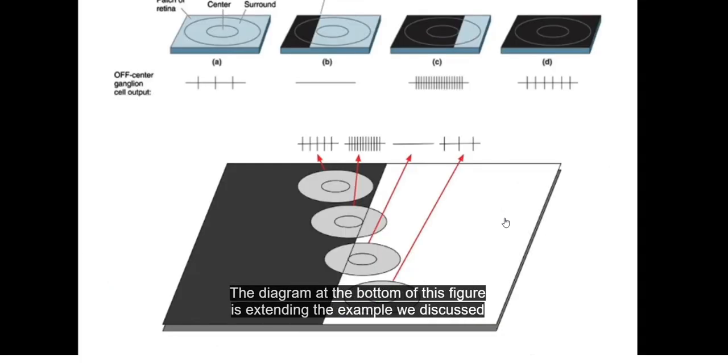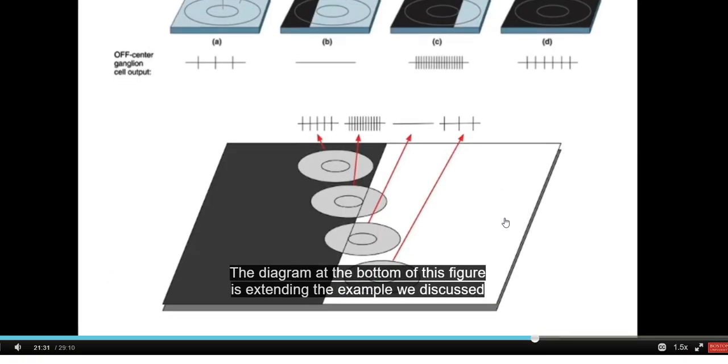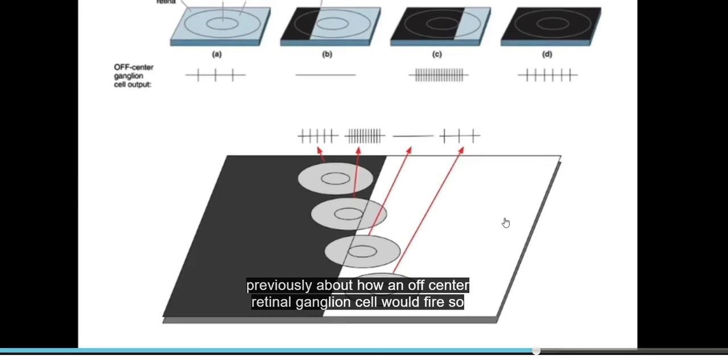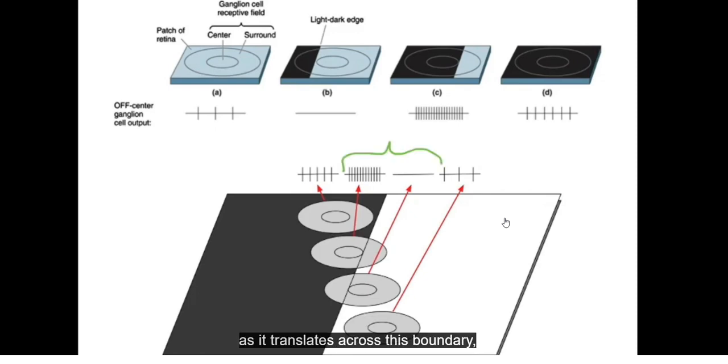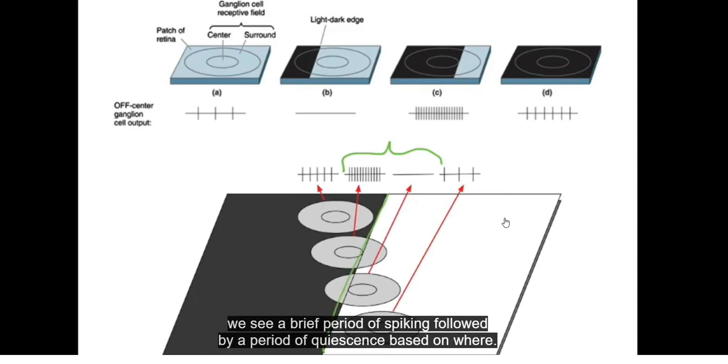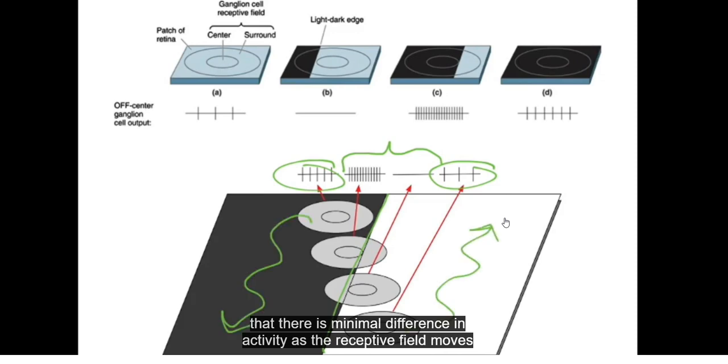The diagram at the bottom of this figure is extending the example we discussed previously about how an off-center retinal ganglion cell would fire, so that we can consider what would happen if this retinal ganglion cell was translating across a large region of dark on the left and a large region of light on the right, as the cell moves from a region of dark into a region of light. That is, as it translates across this boundary, we see a brief period of spiking followed by a period of quiescence, based on where the edge of this dark-light boundary falls across the receptive field itself, but there is minimal difference in activity as the receptive field moves around within the uniformly dark or the uniformly light regions.